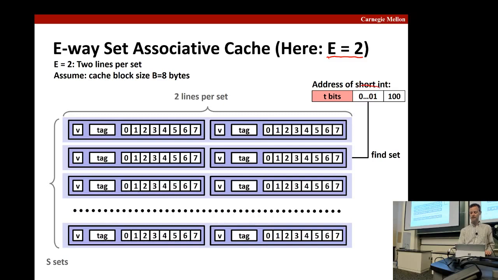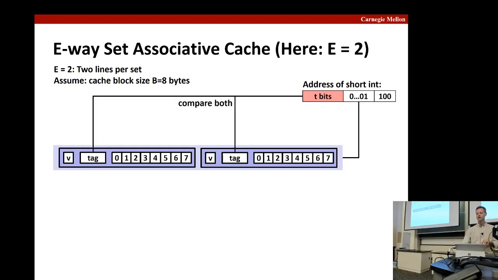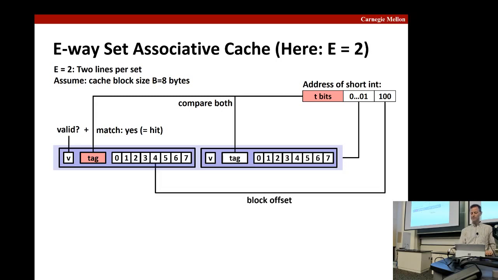Again we use the bits here. There'll be little s bits here to find a particular set. And now that leaves, in this case, 2 things we want to check. There's logic to do a parallel comparison against all the tags, in this case the 2 tags. And wherever there's a hit, and if the valid bit is set, then we know we have our data. And then we use, again, our block offset to figure out where the data starts in that cache line.